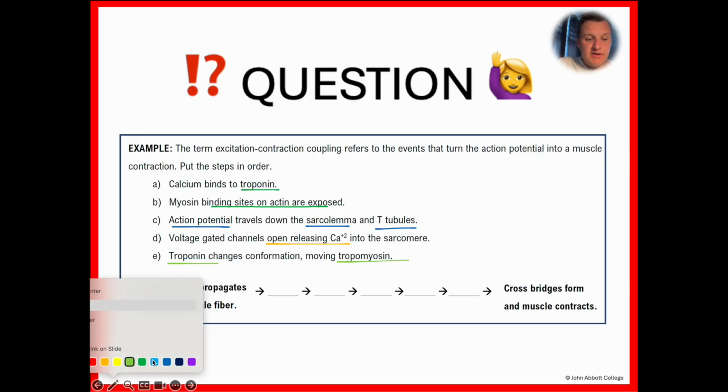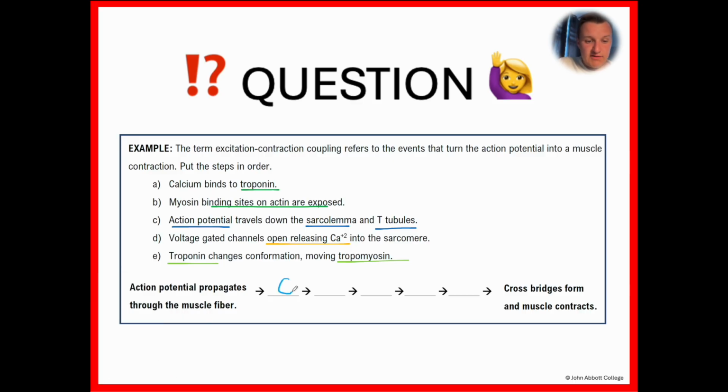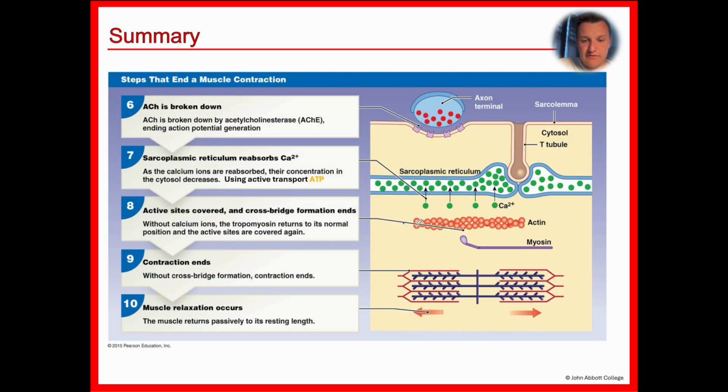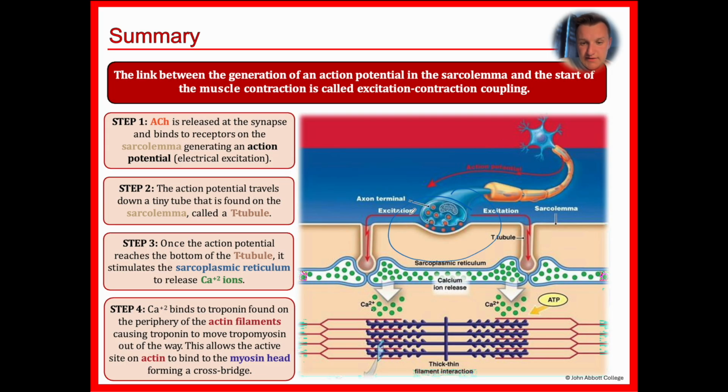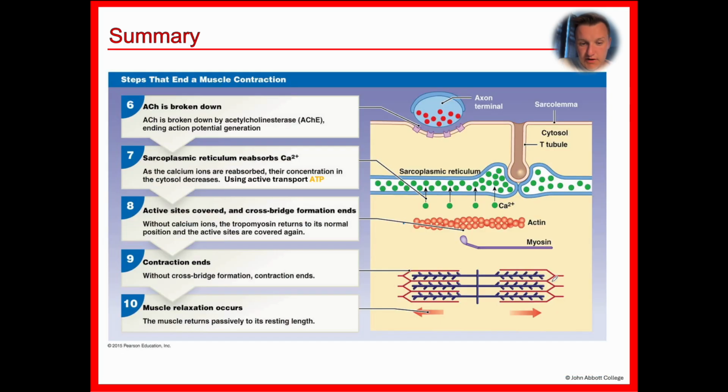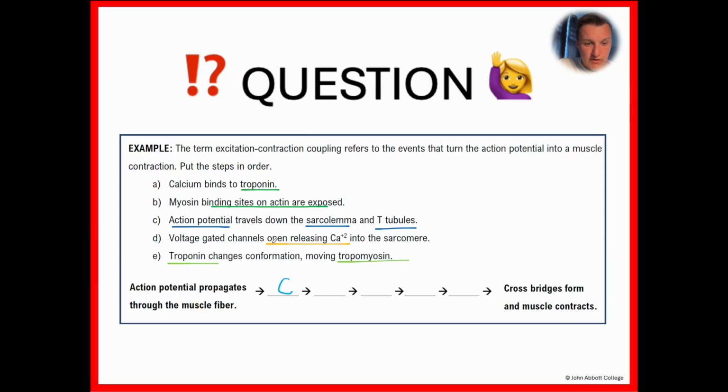So I definitely know that C comes first, right? The action potential comes and then the action potential travels down the sarcolemma and the T tubules. As I said before, that is like this situation here where it travels down the T tubules. Then the SR situation happens, right? The sarcoplasmic reticulum. So that was the D situation, right?